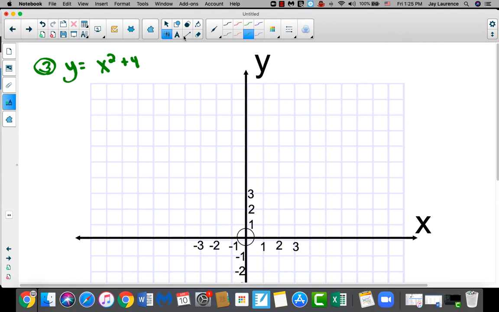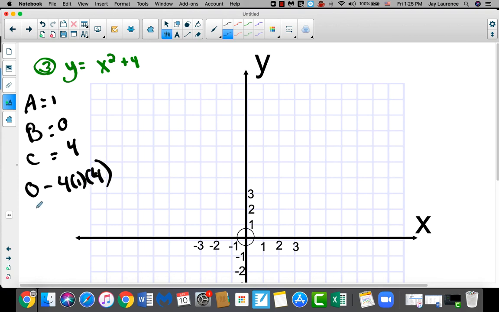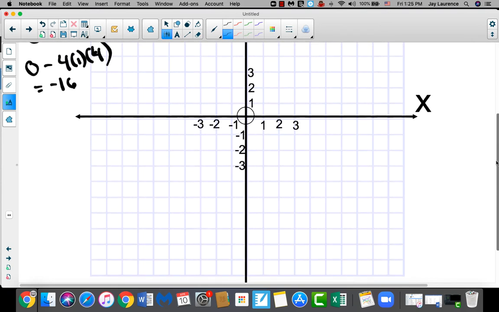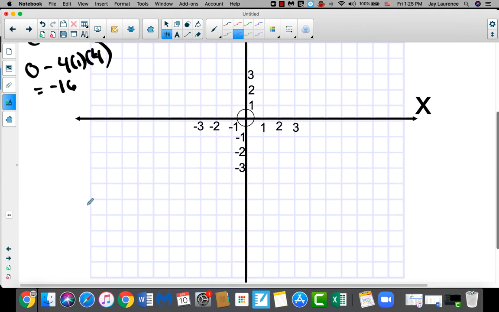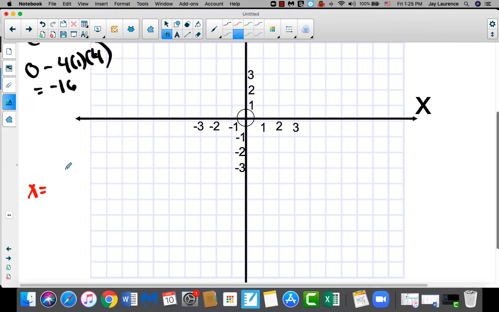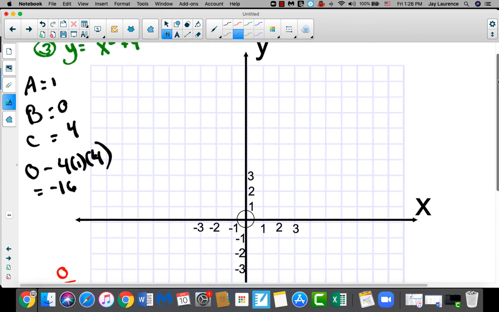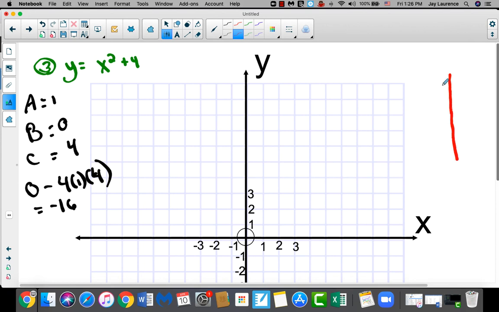One last one I want to do with you is this one, because when you do a, b, c, you get 1, 0, 4, and when you do the discriminant, you get 0 minus 4ac, which is negative 16. Which means there's no solution, which means there are no roots, which means this parabola is not going to touch the x-axis. I can still graph it, it's just not going to touch the x-axis. So I'm going to find the x-coordinate of the vertex. x equals negative b over 2a, which is 0.